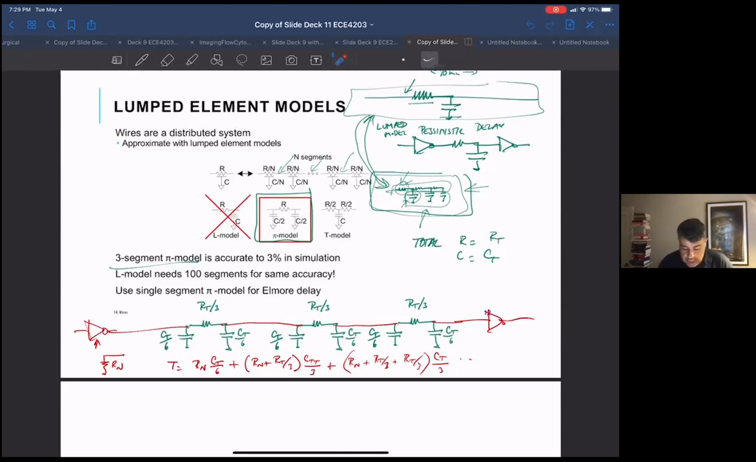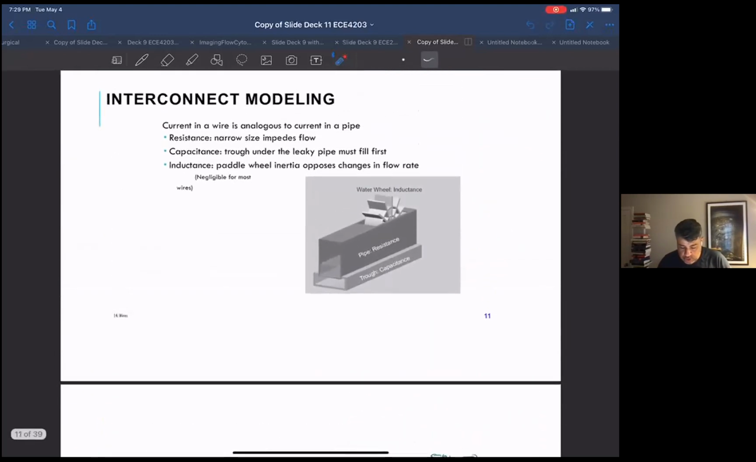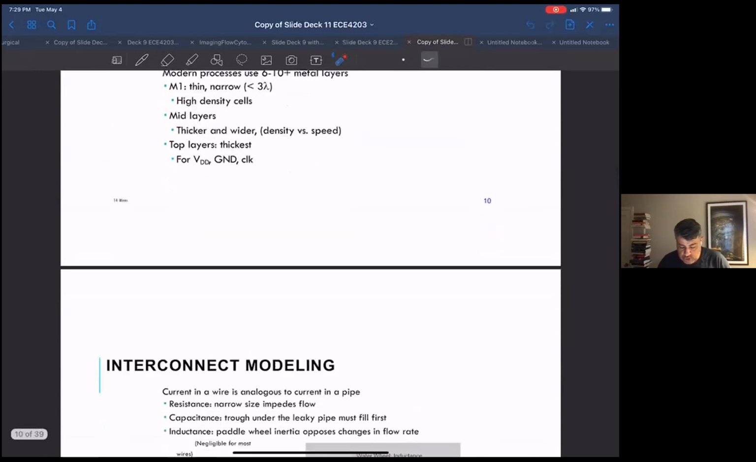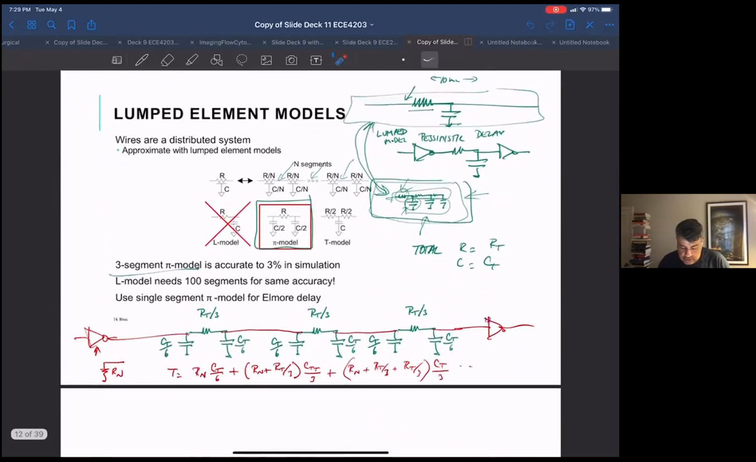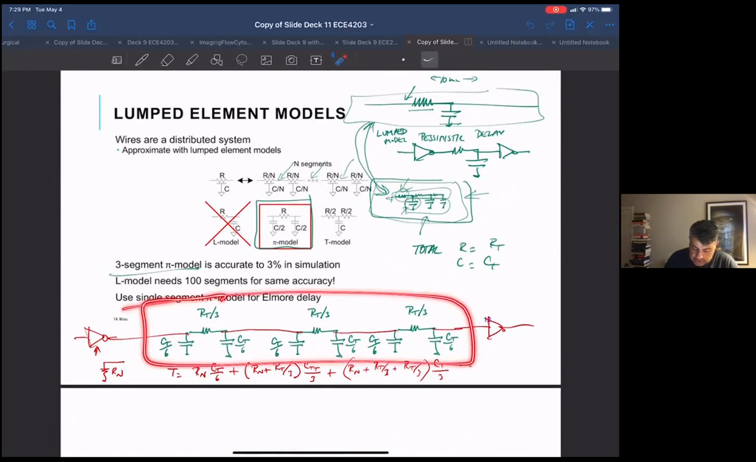Okay, so again, most of the discussions in this class are about the early part of the design. We're trying to estimate stuff, and we came down to this methodology of using pi models for estimating the delay through an interconnect. And we said that it does make a very good model.